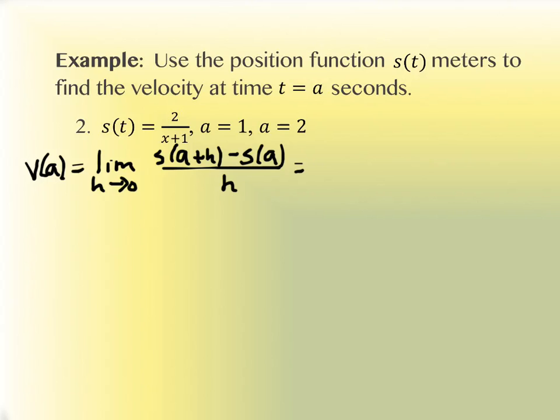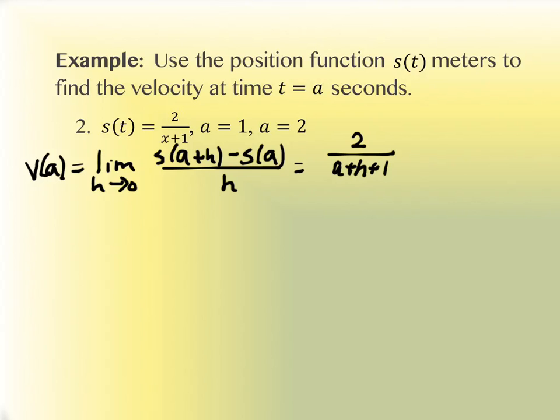Okay, so let's start with that s of a plus h. The s formula is right here. It's s of t. What do I do with a plus h to find s of a plus h? What did I do when I found, if I were to find s of 1? For the x's, yes. So in place of where the x is, I would write the number 1, right? So s of a plus h means in place of where the x is, I'm going to write the value a plus h. So I'm going to have the number 2 over a plus h plus 1.